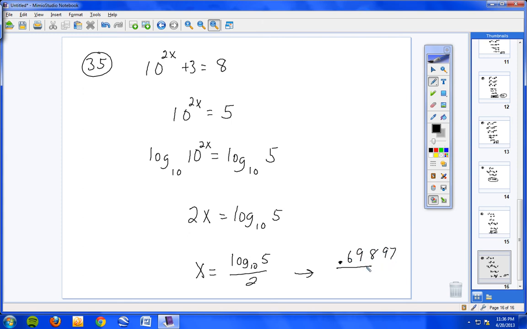Now, if you type log base 10 of 5 into your calculator, you should get 0.69897, and of course that's divided by 2, and if you divide that by 2 you will get 0.3495. And let me check that in the back of the book real quick and make sure that is correct. Number 35. Yes, that is correct.